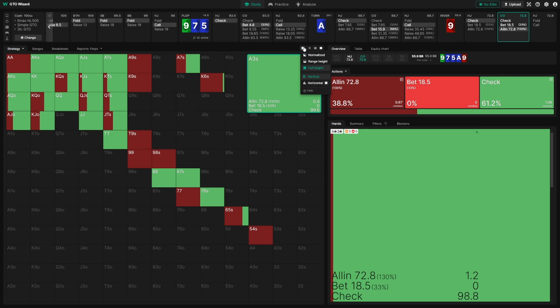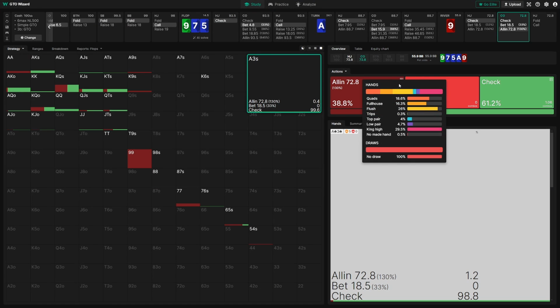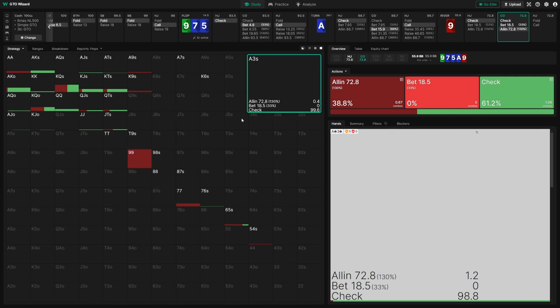Meanwhile, if you actually normalize your range, you'll notice you never get here with ace-3. What actually matters isn't necessarily what ace-3 is doing here in a vacuum. It's how you're constructing your overall betting shoving frequency. This informs the exploitability of your strategy.